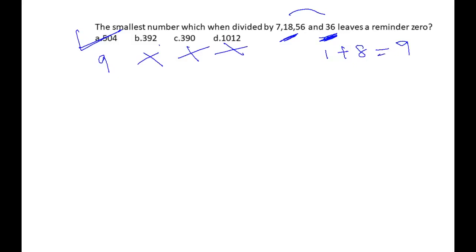Yeah, good job, people. That is very good. So your answer is option A. Just take that value and multiply. See how fast you got the answer. Good job, people. 504. Okay, next question.